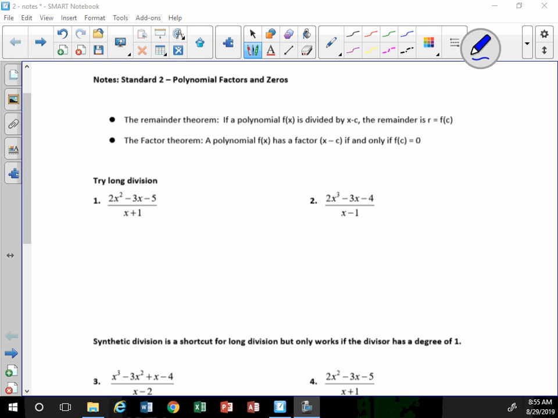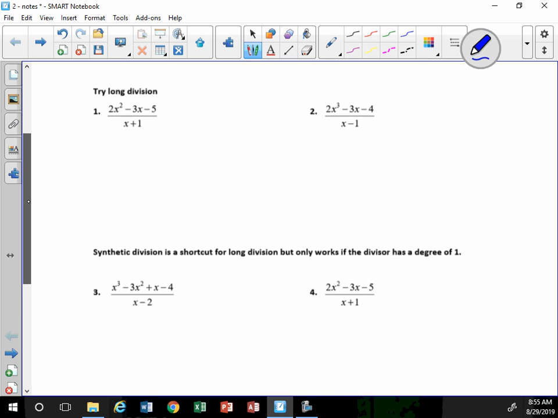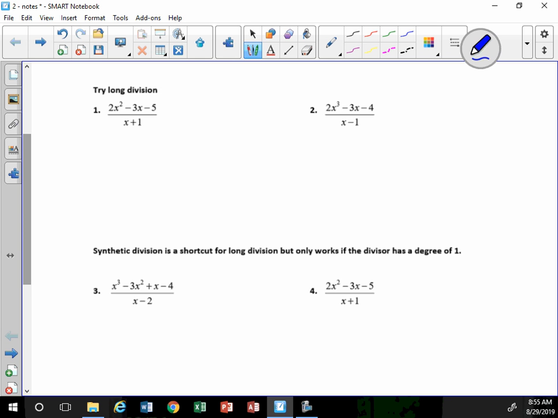How many of you remember synthetic division from last year? We like synthetic division, right? How many of you remember long division? Okay, so a little bit. That one's a little messier. We're going to try long division on these first couple of problems. These are simpler problems, and yes, you could do them with synthetic division, but we're going to practice long division on them just to make sure you get the process before I give you a longer, complicated long division problem.